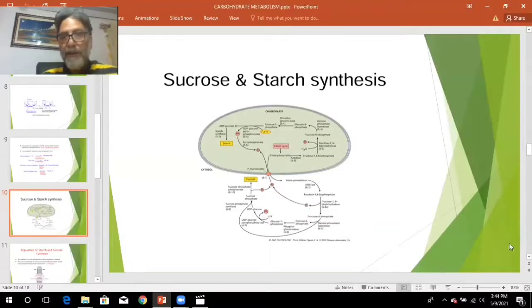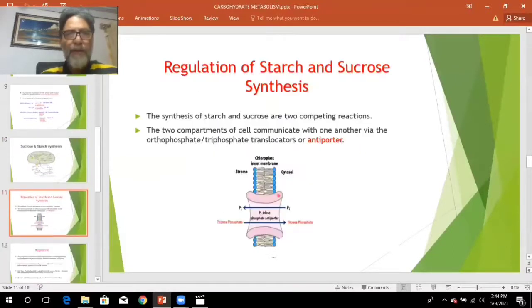Let us understand in detail what is happening. We'll come to this slide again. We have a regulation of starch and sucrose synthesis. Synthesis of starch and sucrose are two competing reactions, as I have said. That is, these reactions compete with each other, and the two compartments of the cell communicate with one another through orthophosphate triose phosphate translocators, which are antiporters.